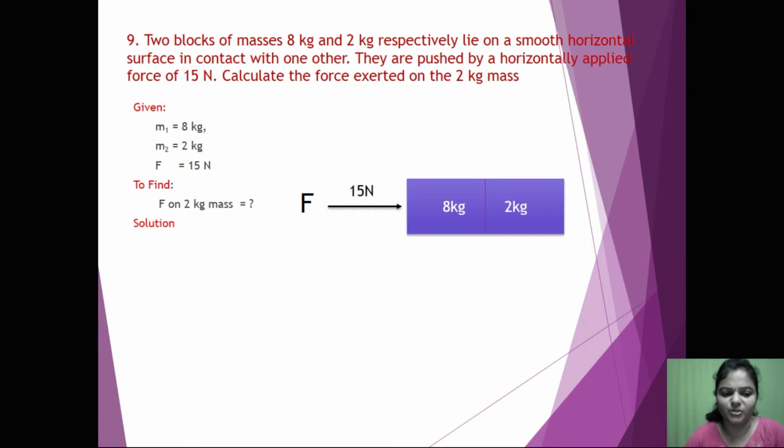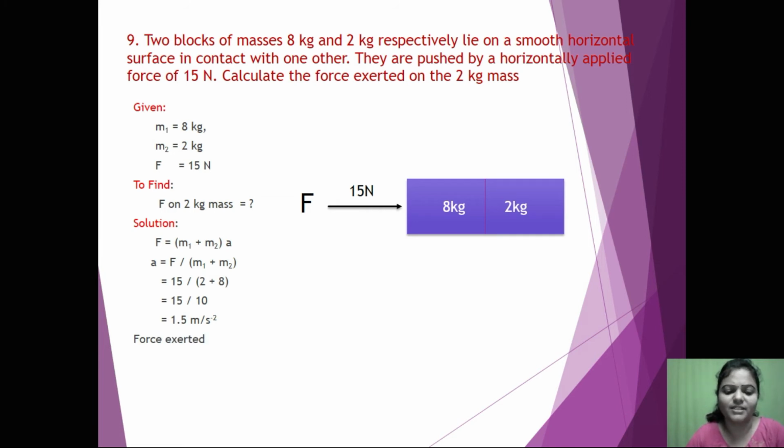So we will start with the solution. So force is given by F is equal to M1 plus M2 into A. That is our Newton's second law. So A is equal to F divided by M1 plus M2. Now we will substitute the value of F, M1 and M2 in this equation. So F value is 15 which is divided by M1 plus M2 which is 2 plus 8 which is nothing but 10. So A is equal to 15 divided by 10 which is equal to 1.5 meter per second square.